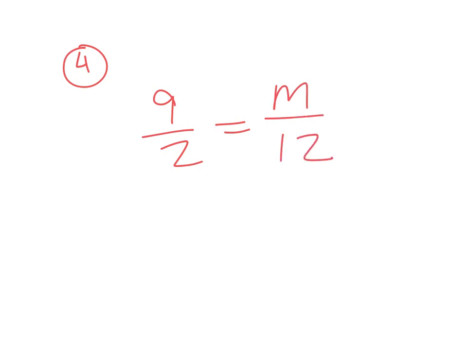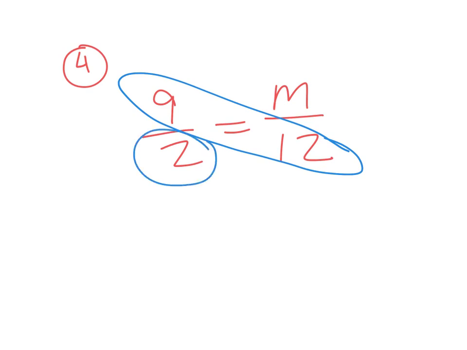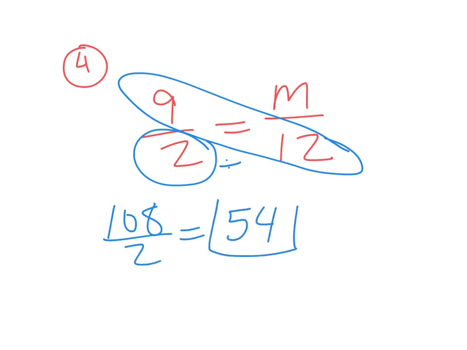Okay, I still want to do a couple more. We have 9 over 2 equals m over 12. Which two am I multiplying? 9 and 12. Cross multiply. Divide by the 2. 108 divided by 2 is? 54. Yep.